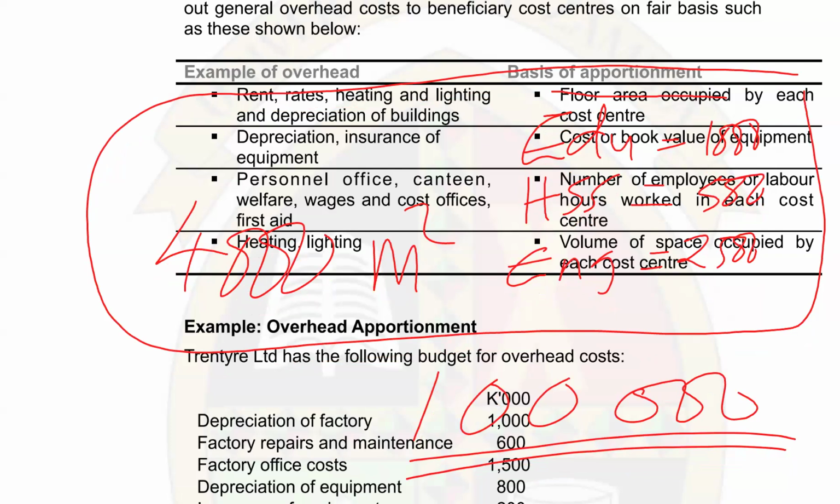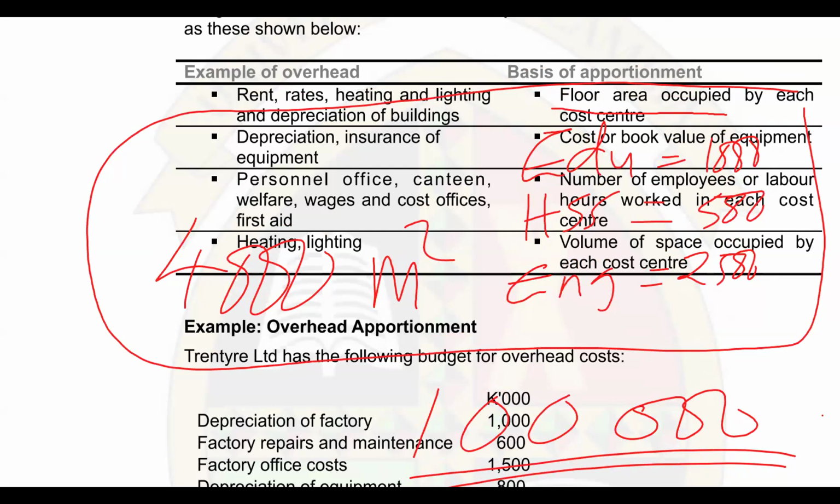Yes, sir. Thank you. So if we want to see how much Education should contribute, it shall be the area that they are occupying, which is 1,000, divided by the total area occupied by UNZA, times the rent, 100,000. Is that clear?